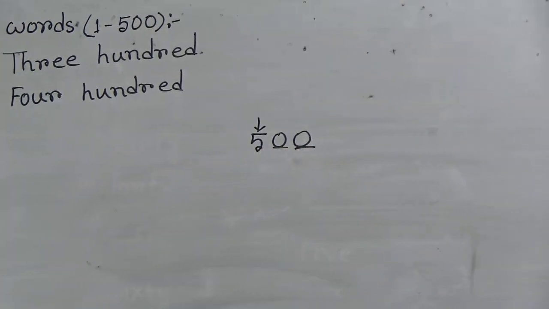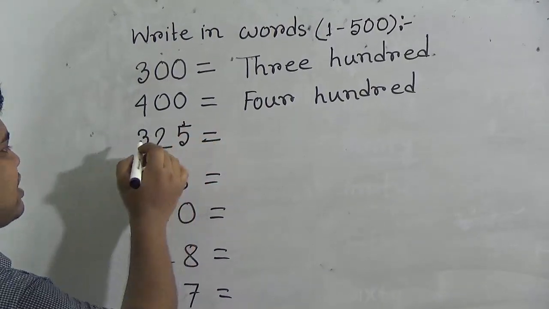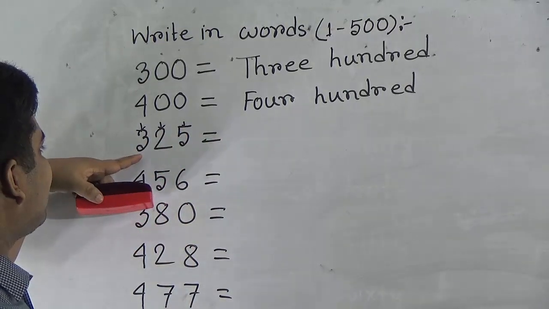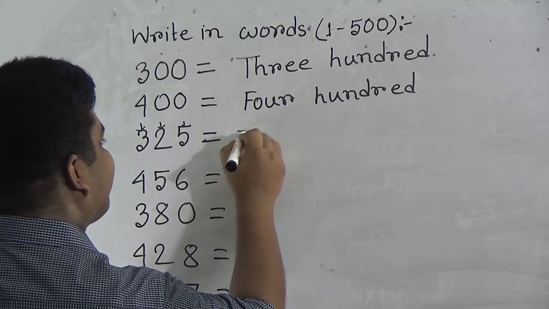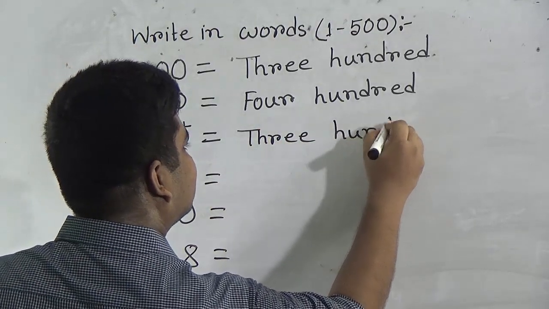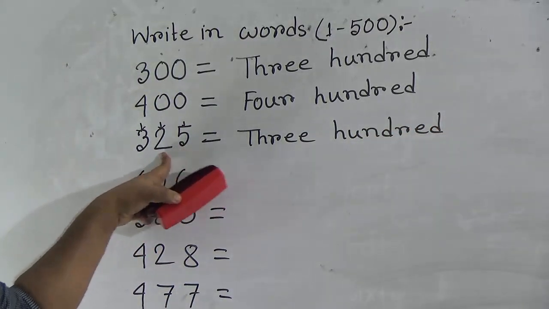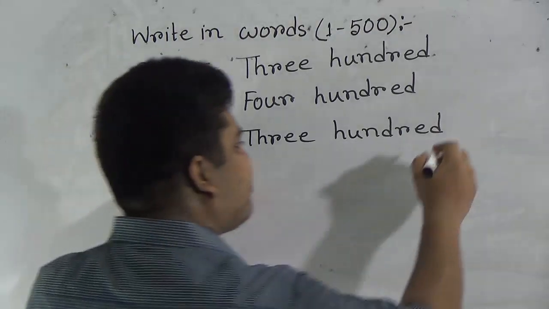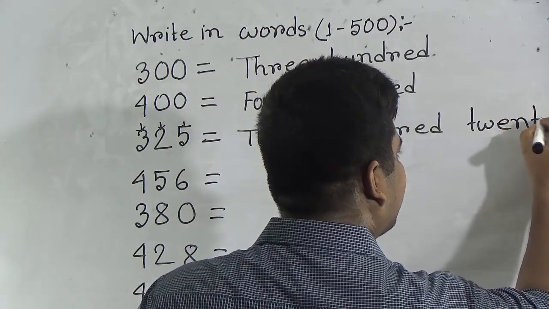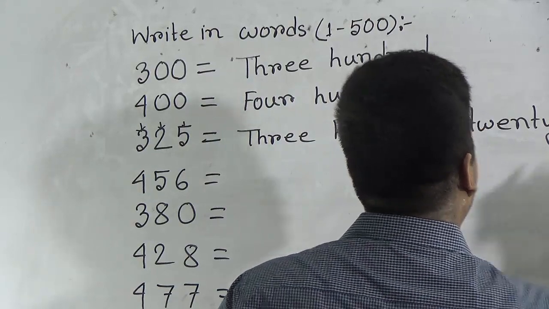Okay, our next number is 325. 5 is in ones place, 2 is in tens place, and 3 is in hundreds place. In hundreds place is 3, for this reason we write at first 300. Then this is 25, so we write 25. We have already learned the spelling of 20, T-W-E-N-T-Y, 25, F-I-V-E.